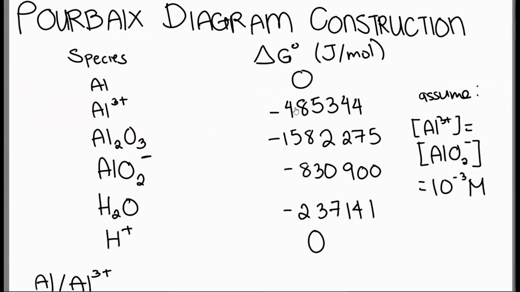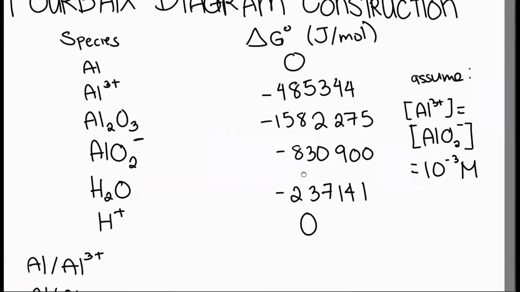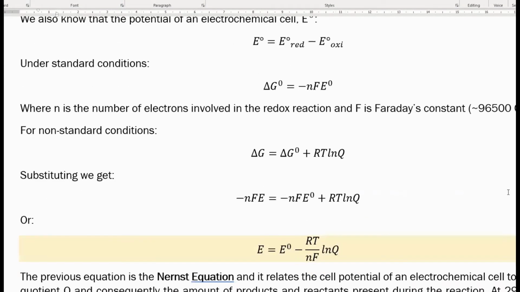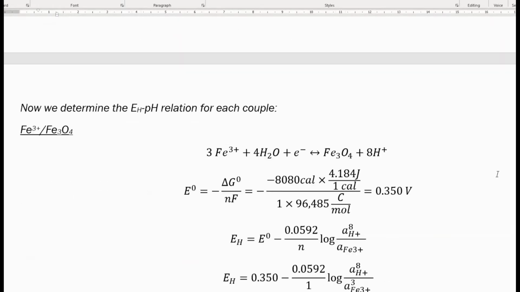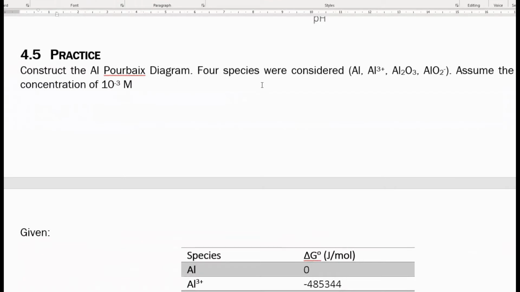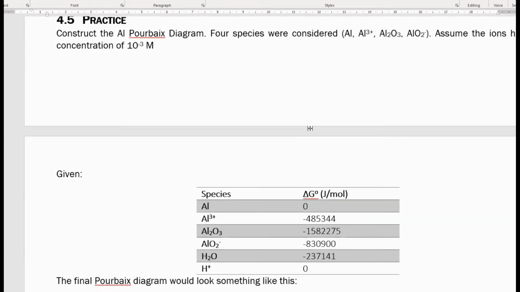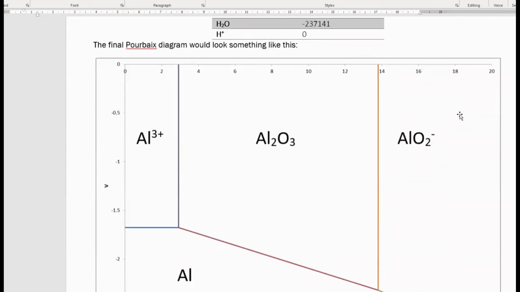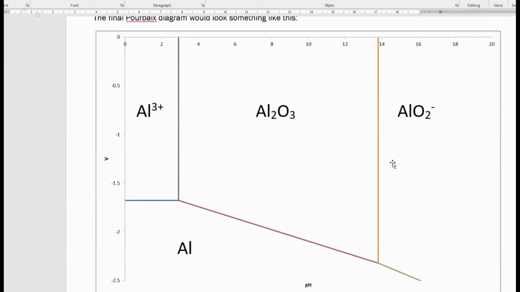So now let's try the construction of a Pourbaix diagram for aluminum. This is the example at the end, Example 4, or the practice problem here. To construct the Pourbaix diagram, 4 species were considered: Al, Al3 plus, Al2O3, and AlO2 minus. Assume that the ion concentration is 10 to the negative 3 molar. And what we're looking for is a Pourbaix diagram that looks something like this. So this is what we should get from our process.